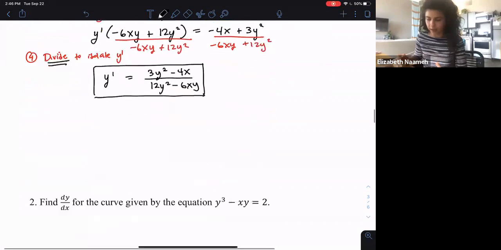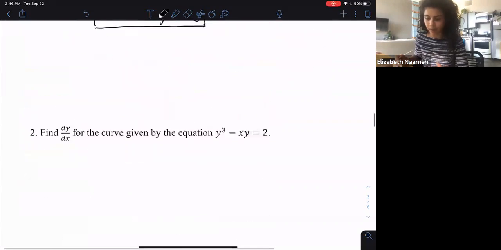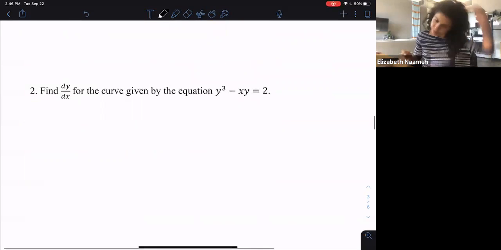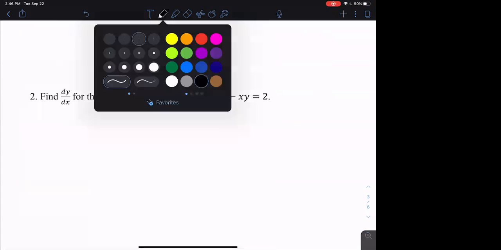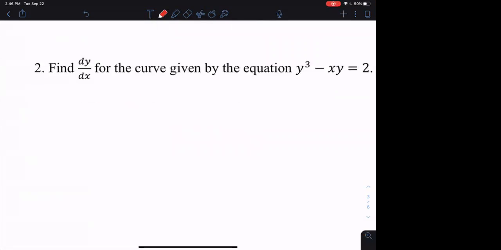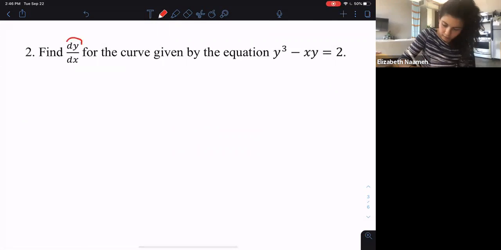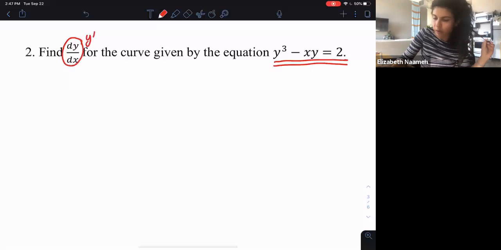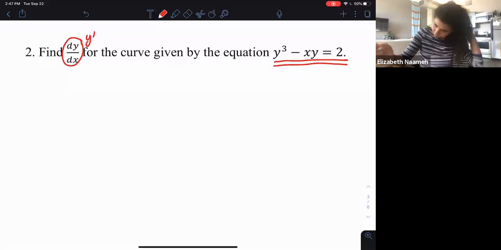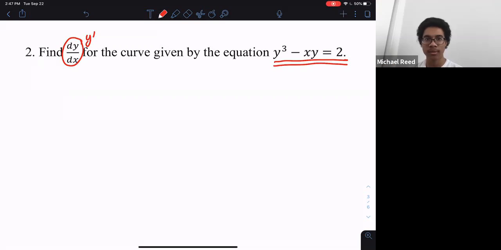Cool. Let's try an actual AP problem. Ready? Number 2. This was on the 2015 AP Calculus exam. It says find dy dx. What does that mean? The derivative, y prime, for this equation. So step 1, what should we do? Take the derivative of both sides.